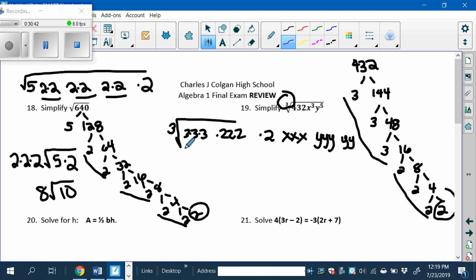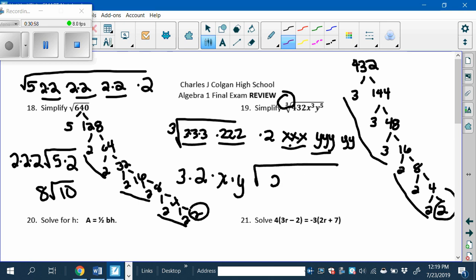Okay, so this guy comes out of the house. This guy comes out of the house. This guy comes out of the house. And this guy comes out of the house. And then these guys stay underneath. 2 times y, right? So this is going to be 6xy times the cube root of 2y squared. All right? Now, let's move on.